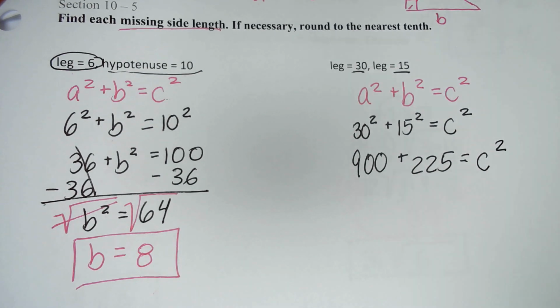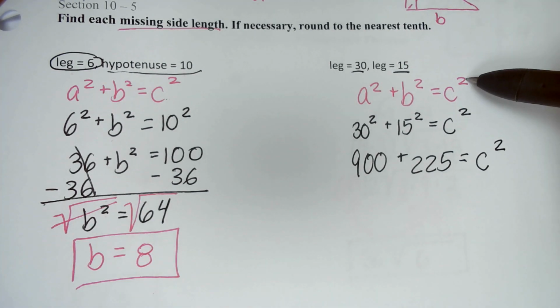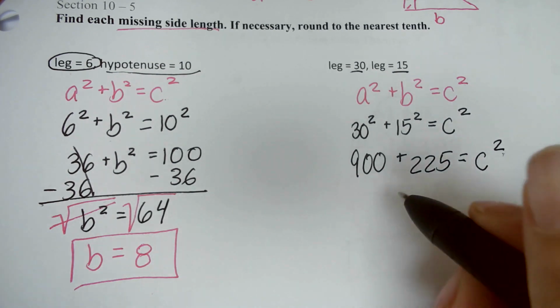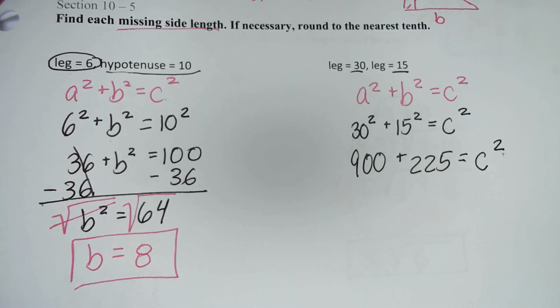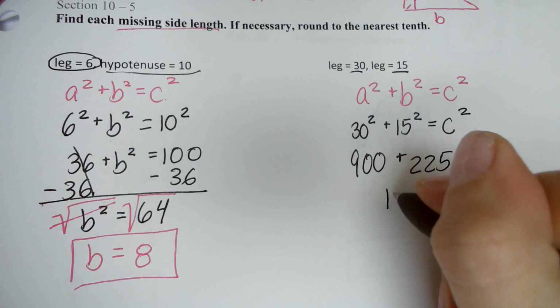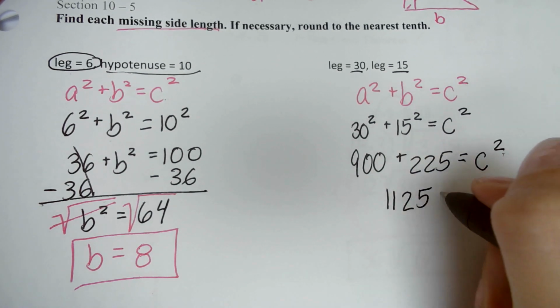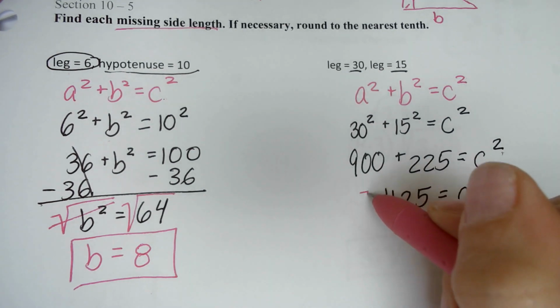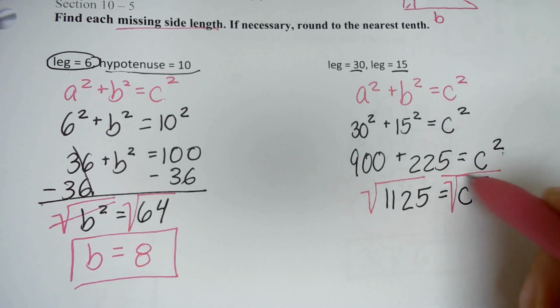Watch those little exponents. They don't disappear until you've taken a square root. So if you had one up here and you haven't done a square root yet, or you haven't written a radical, you should still have that square down here too. All right, so now we combine 225 plus 900. We get 1125 equals c squared. And then just like before, the inverse operation of raising to a power of 2 is taking a square root.